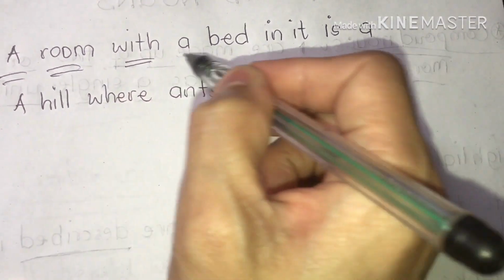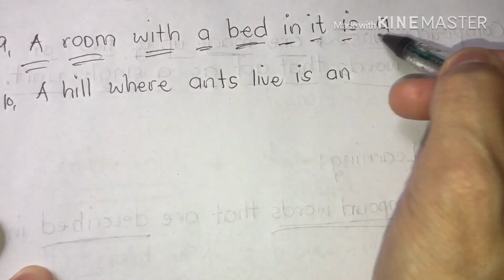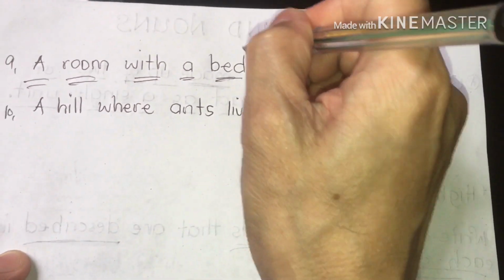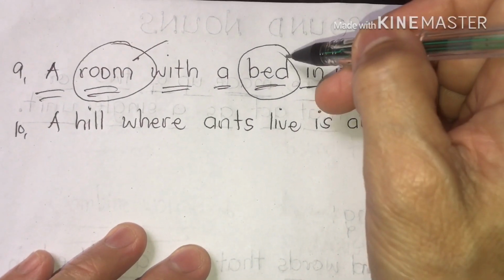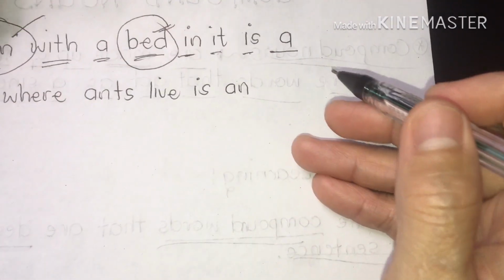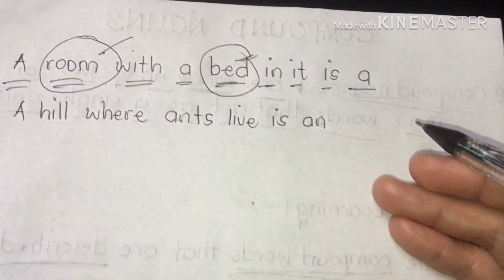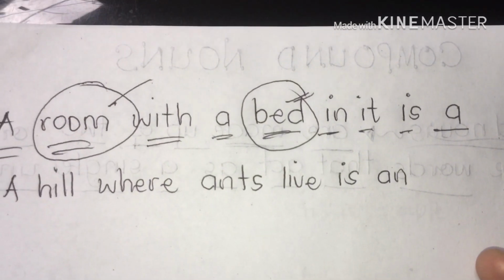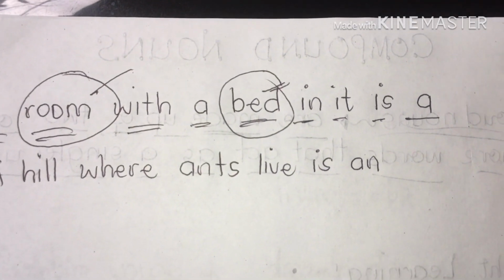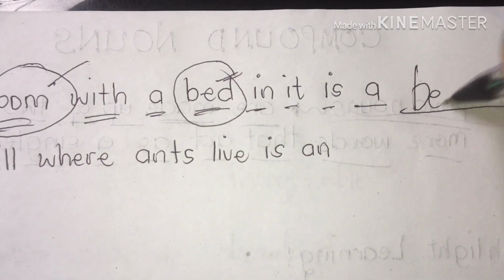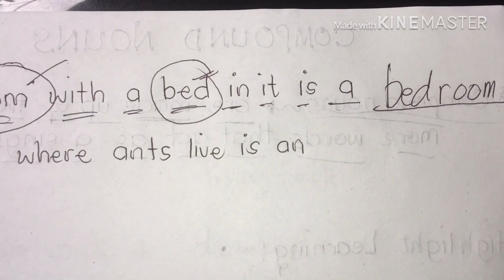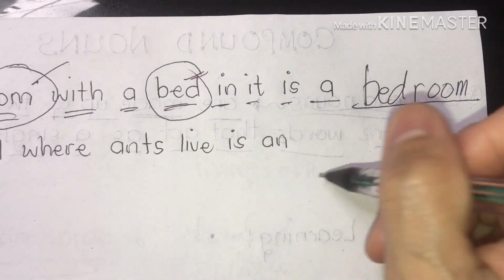Okay, before I forget, we have phrase number 9, class. I'm going to add another sentence. A room with a bed in it is a blank. So we have two words, bed and room. Remember, room is a place where we're going to take rest. Bed is a material where we are going to put our things also. So we're going to write bed, then room. It's bedroom. We're going to take rest.